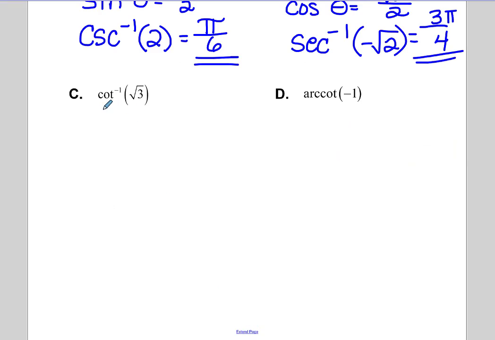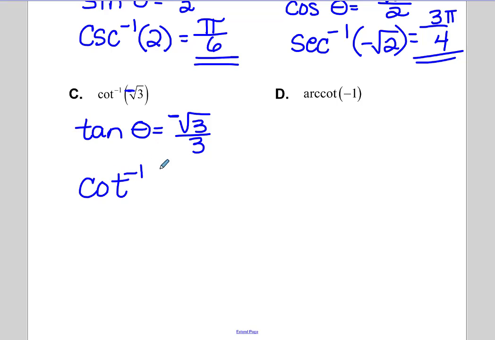On letter C, we're looking for cotangent inverse of radical 3. So we're asking ourselves, what angle is the tangent square root of 3 over 3? Oh, it's negative on my notes. It's not negative on this slide. And that has to be in the domain for cotangent. And the cotangent inverse is going to be negative radical 3 at 5 pi over 6.